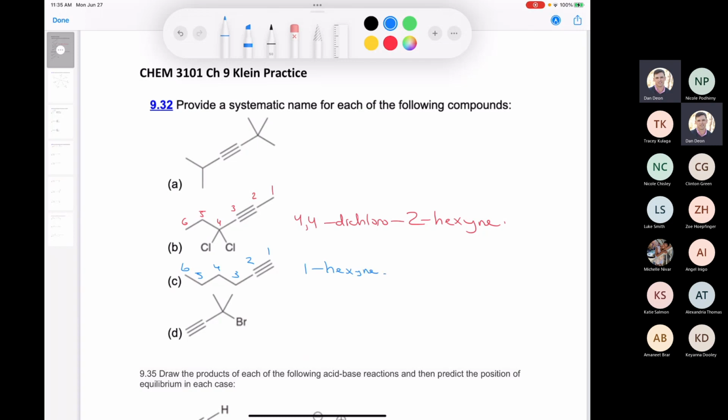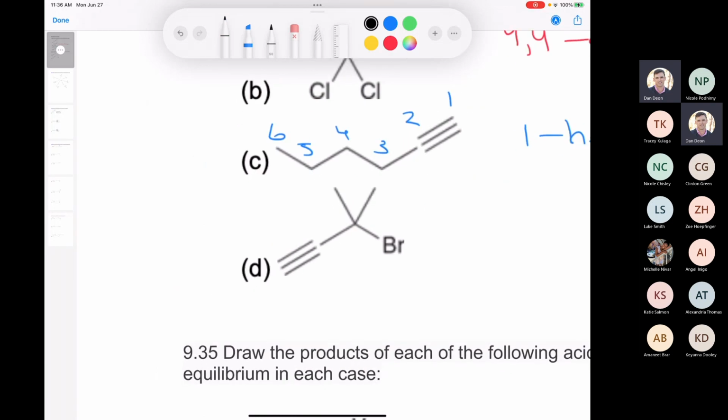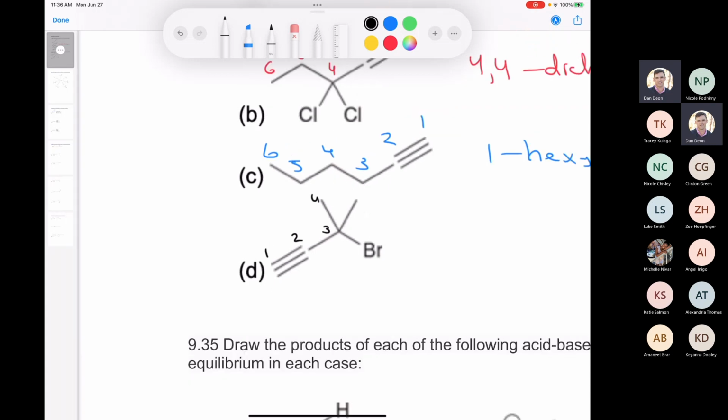Okay. The next one, I'm not sure if we did this one or not. I can't remember, but if we count here, this one's a good one, actually. You have to be pretty careful on this one. The longest carbon chain is 1, 2, 3, 4, right? Or you could put the 4th carbon up here. Either way, you get the same thing. You have a 3-bromo and a 3-methyl, 1-butyne.